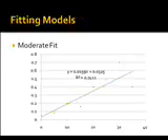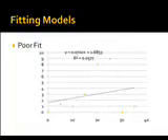And this is a moderate fit. The dots are around the line. The line is in the middle of all the points, the observations. And then we have the final example of poor fit. As you can see, the line and the points are really scattered, so it's not useful.